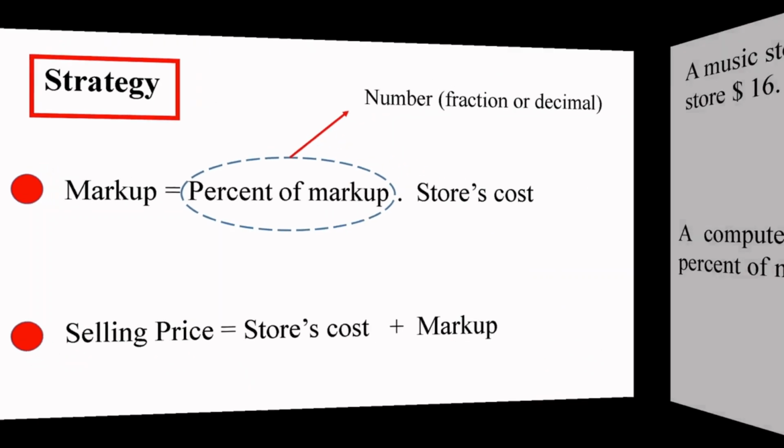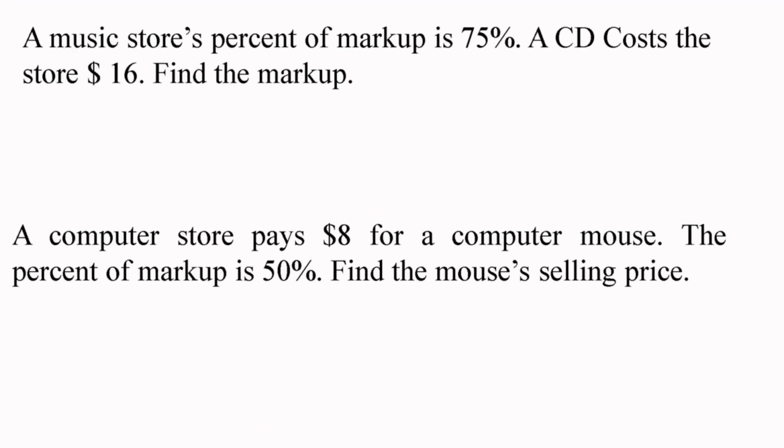The first example that we have here: a music store's percent of markup is 75%. I'm going to highlight it as I told you in previous videos. It's not going to hurt you. A CD costs the store $16. So this is a store's cost, right? Find the markup. We are going to use the first formula. Markup is equal to percent of markup times store's cost.